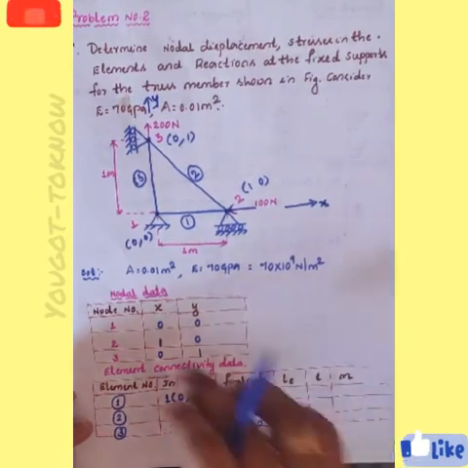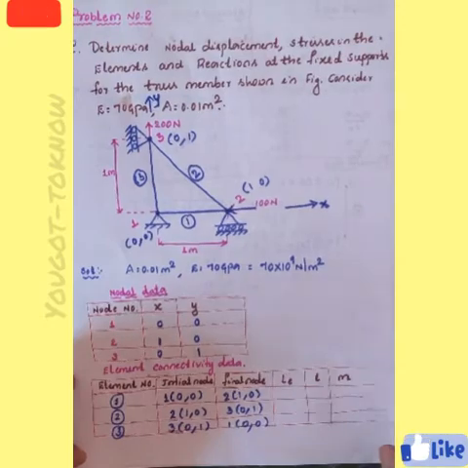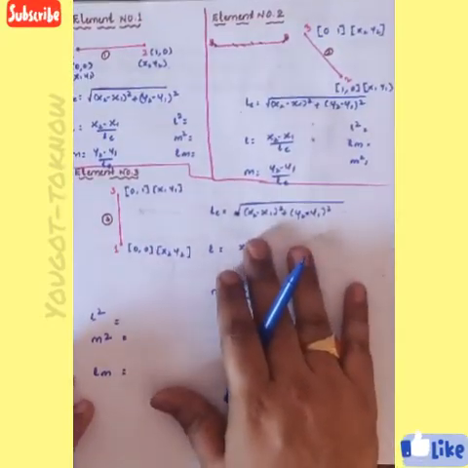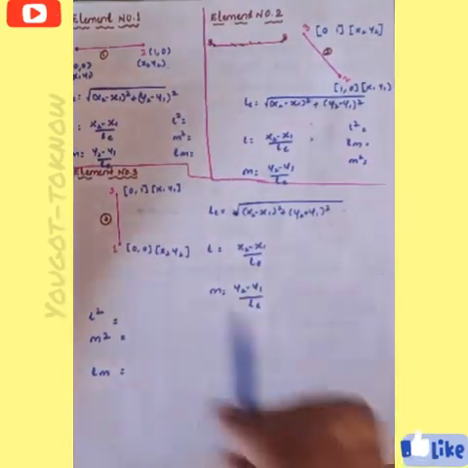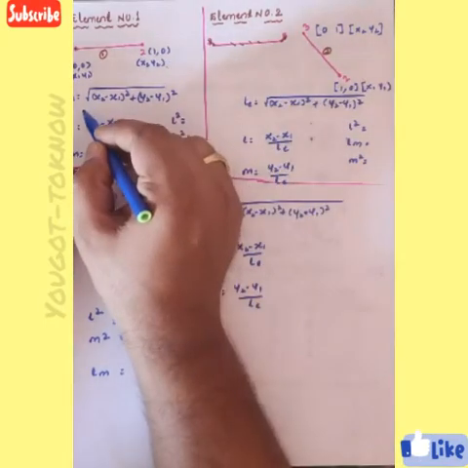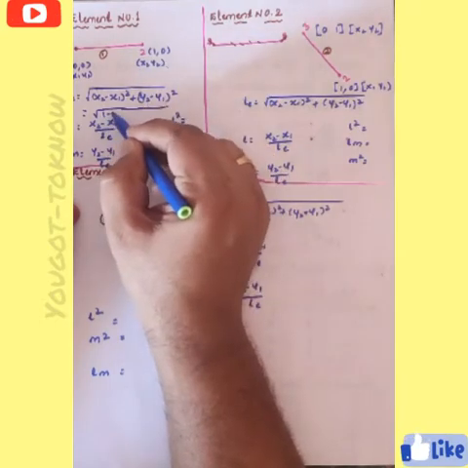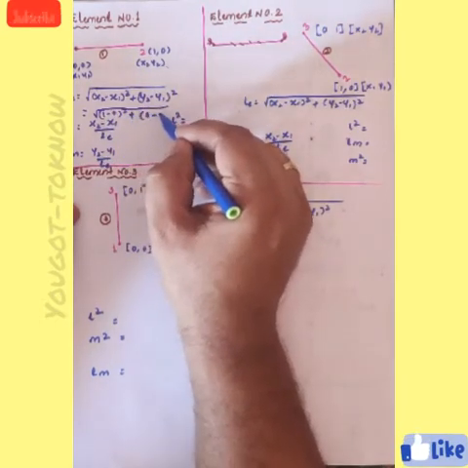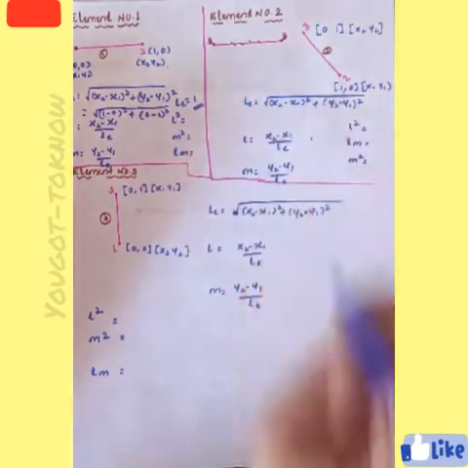Now the nodal data is written and the element data is written, but I want to calculate the length, L and M. To calculate that, I will go to this one. First I am representing element number 1, that is nodes 1 and 2. Initial node is 1, final node is 2. Now how to calculate the length of the element? Substitute: x2 is 1 minus 0 whole square, plus y2, 0 minus 0 whole square. That means the length of this element is 1.